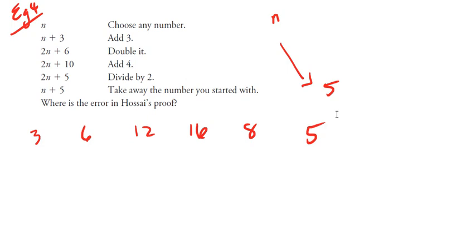In his proof, he did n plus 5 instead of n minus 5. So take away the number you started with. Okay, if you have n plus 5 though, and then you take away the number you started with, you get 5 back. So you get a positive 5.